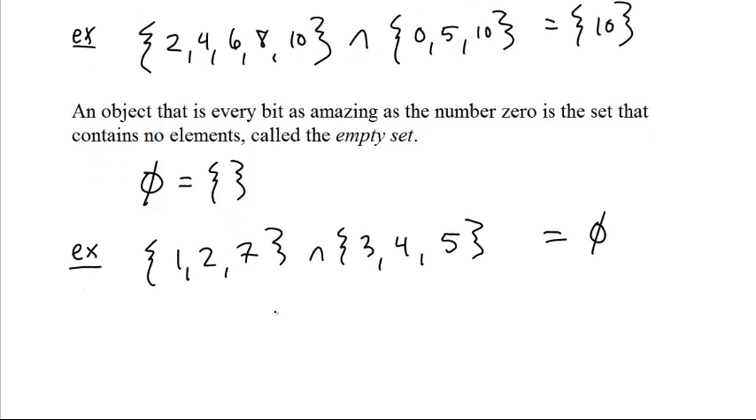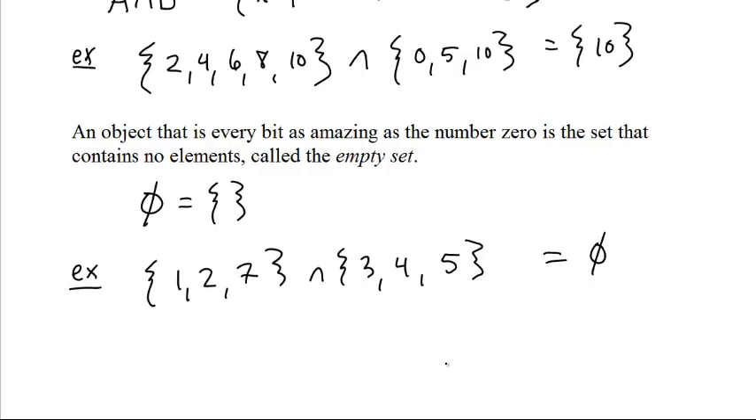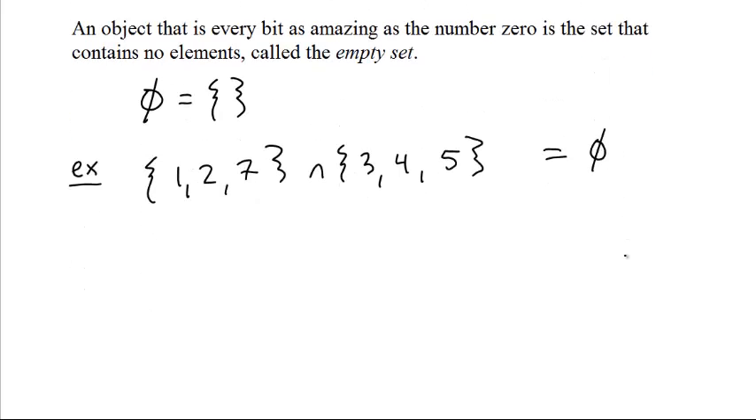For example, if you take the set 1, 2, 7 and intersect it with 3, 4, 5, the answer is the empty set because there are no elements that are in both of these. And because the answer has to be a set, we have the set of no elements. I get a little bit annoyed when students put slashes through their zeros in my classes because it doesn't mean 0. It means a different thing. It's a set. It's a bunch of things. It just happens to be a bunch of no things.